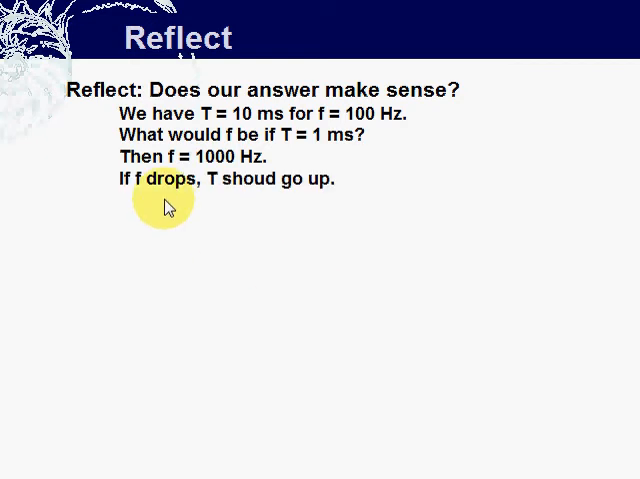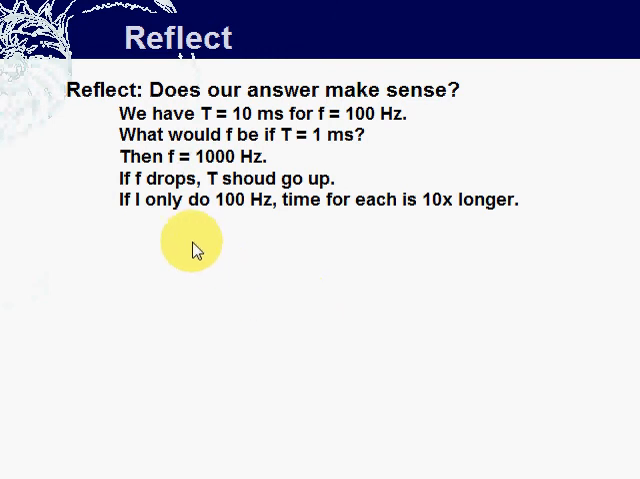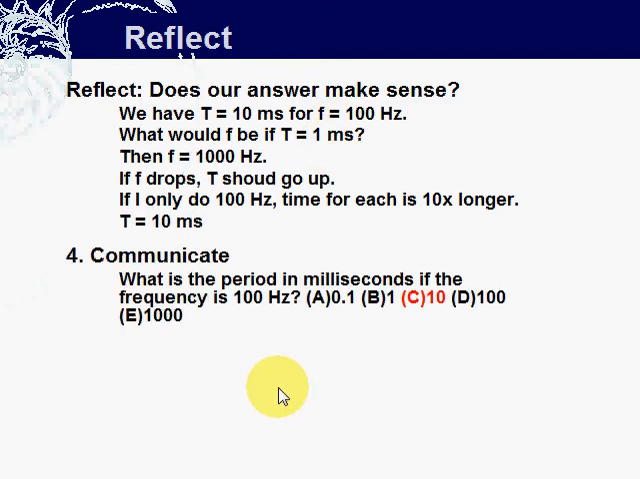Then if I were to drop the F down, I know that when F goes down, T should go up. So that means T has to be greater than 1 millisecond. And if I do only 100 instead of the 1,000, like 1/10 the amount, then it should be 10 times longer. So 10 times longer than the 1 millisecond is 10 milliseconds, and it checks out. So I feel confident here that the answer is C, 10.